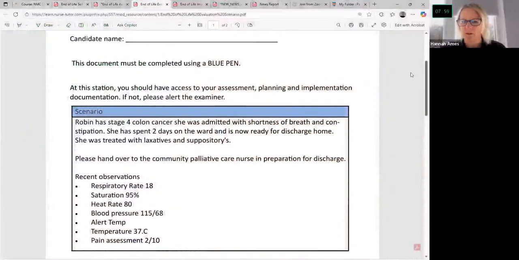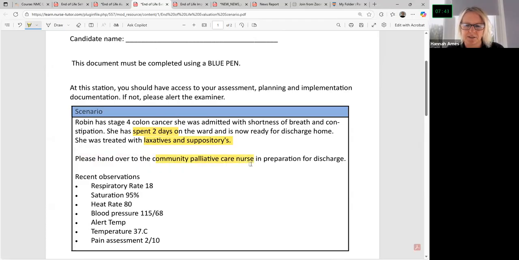Okay, I've got my 8-minute clock there. I'm going to get up my briefing. I'm going to start my clock, start a bit of planning, and then we'll go into my evaluation. I'm just going to read through my scenario. I've got Robin, stage 4 colon cancer. She was admitted with shortness of breath and constipation. She's 2 days further on from my assessment station on the ward, now ready for discharge. She's been treated with laxatives and suppositories. I'm handing over to the community palliative care nurse in preparation for discharge.